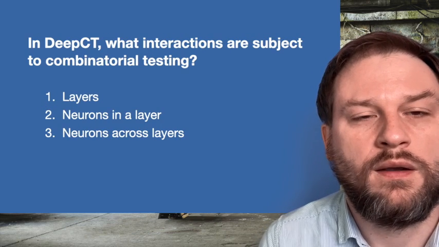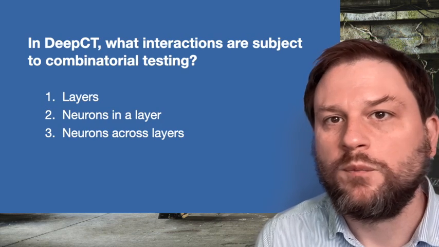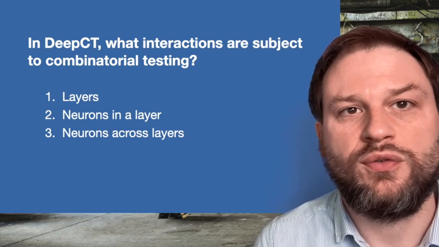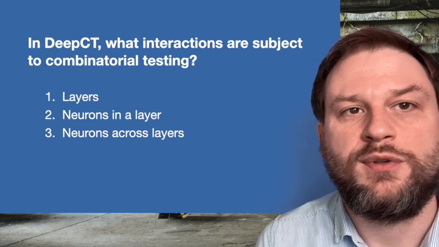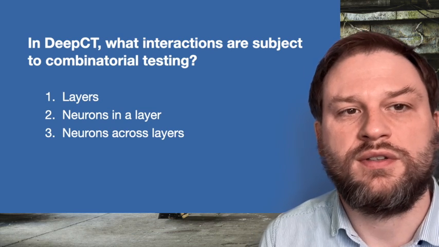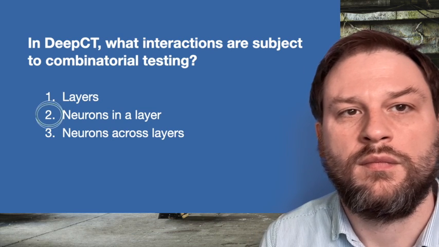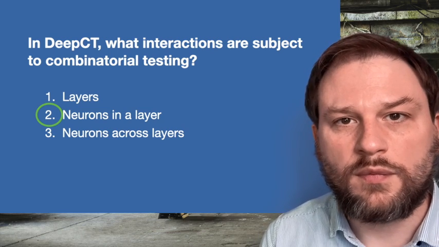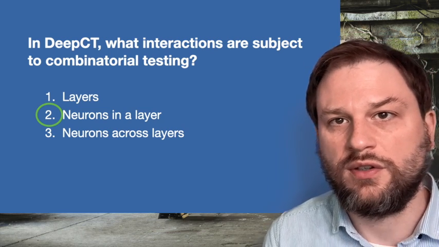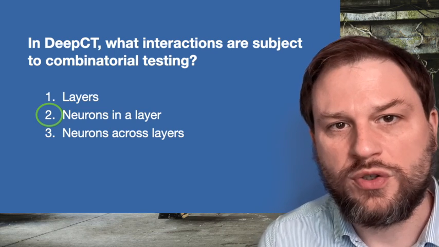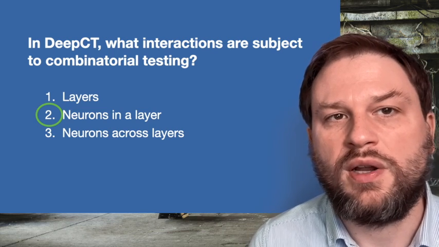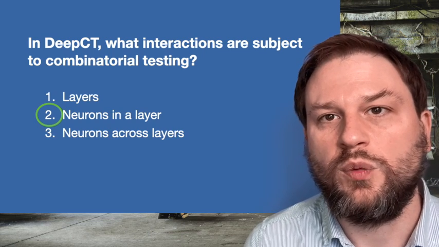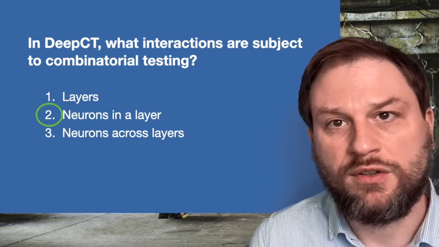Now to the current research example, DeepCT, combinatorial testing for deep learning networks. In DeepCT, what interactions are subject to combinatorial testing? In DeepCT, they use neurons in a layer. They claim that this is something that is not well covered by other approaches. In principle, you could, of course, apply combinatorial testing over layers, neurons across layers, whatever you want to look at. But they claim that this is a good focus.